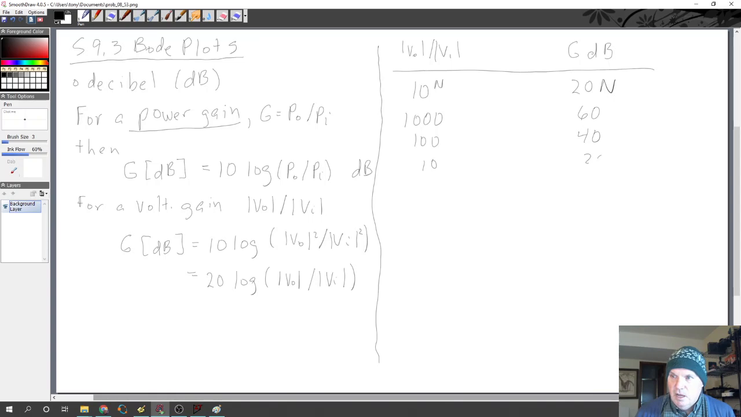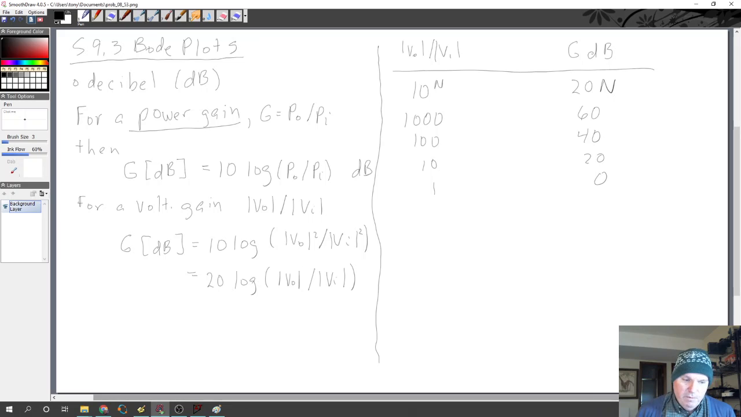For 10, that's a gain of 20 dB. Notice we're dropping 20 dB as we go down by a factor of 10. So a factor of 10 is called a decade. For one, that is 0 dB. So if the output voltage has the same magnitude as the input voltage, the gain is 1. In dB, that means that's a 0 dB gain. So 0 dB does not mean that there's no output. It means that the output amplitude is actually equal to the input amplitude.